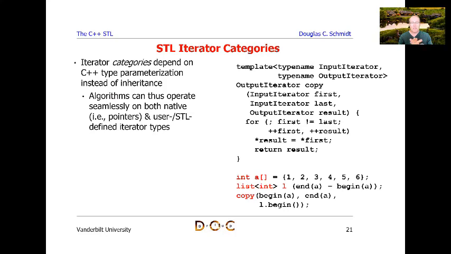So the consequence of doing things like this is it allows us to have algorithms that work seamlessly on either built-in C-style arrays that use pointers and pointer arithmetic, or user-defined or STL-defined iterator types like list or vector and so on. This is just a simple example illustrating how you could do this: we have a built-in array of ints, then we could make a list that's the same size, and then we could copy the contents of the array into the list.